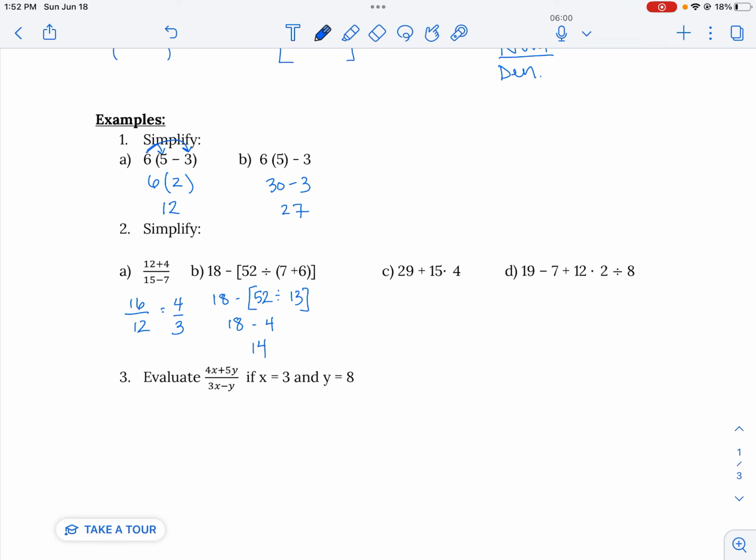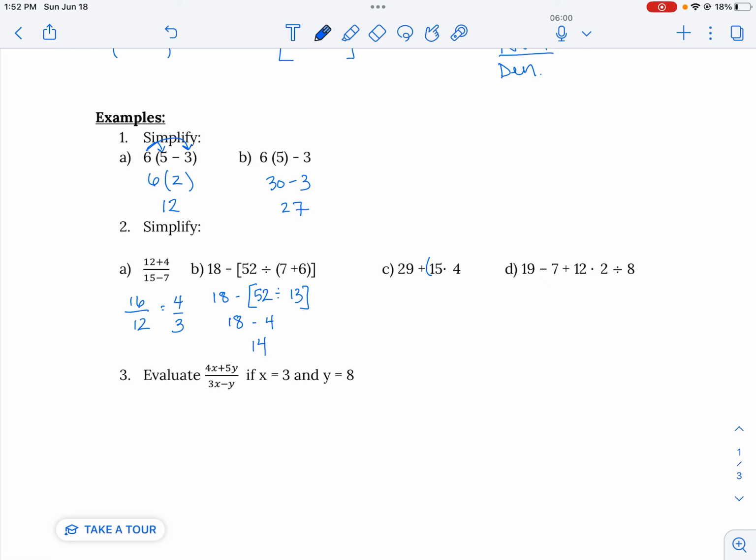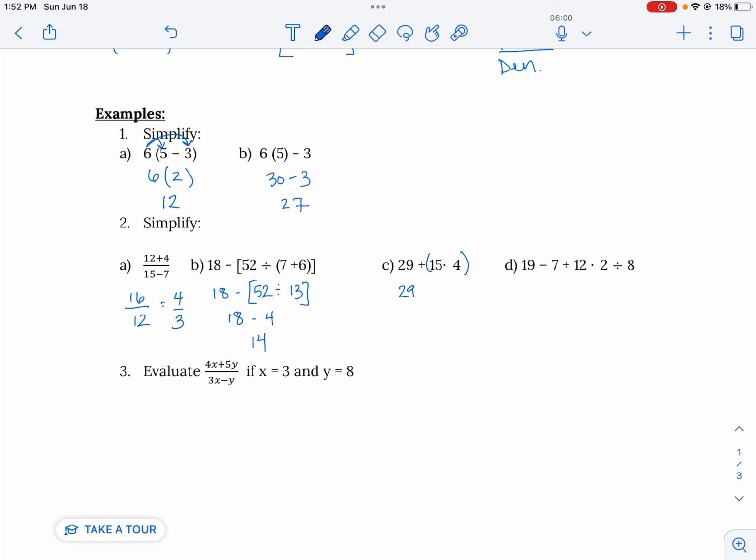In C, I don't see any grouping symbols, but if it makes it easier for you to put some there, that's completely fine, right? It reminds us that we have to take 29 and add the product of 15 times 4 to that. We're going to take 29 plus 60 and get 89.